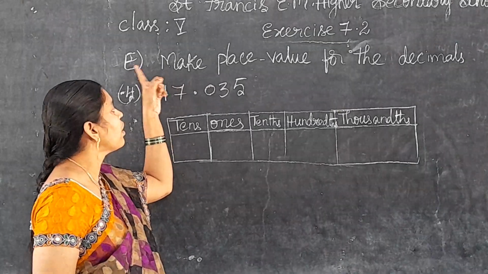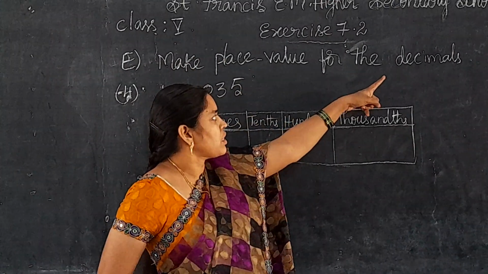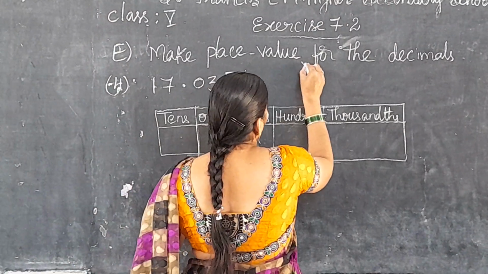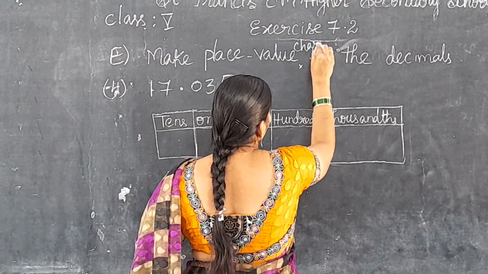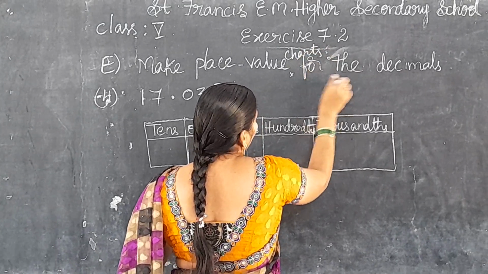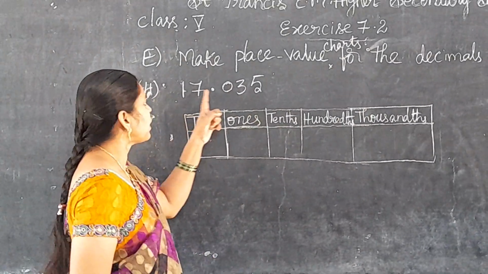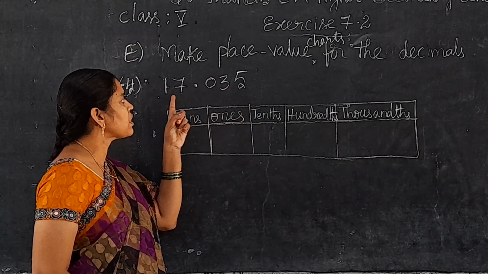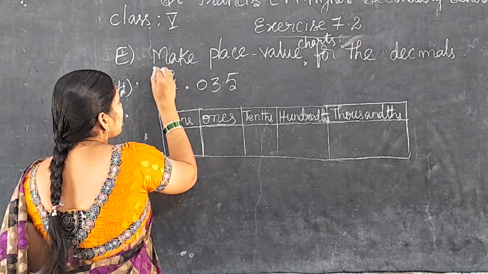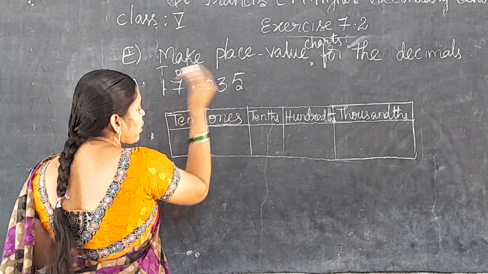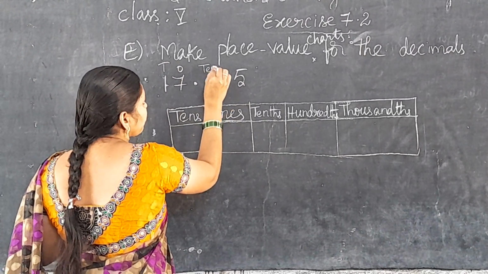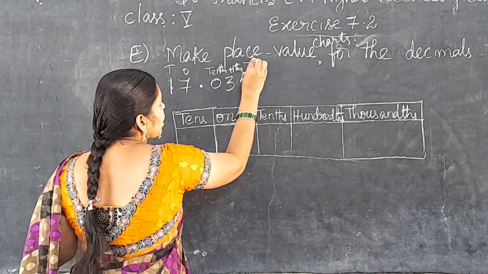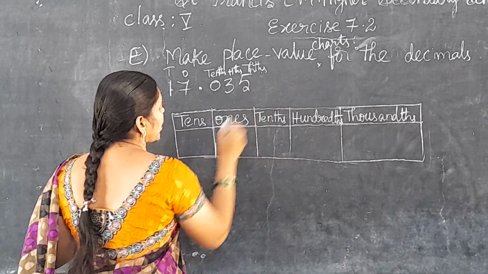17.035. Make a place value chart for this decimal. Place value chart for the decimals. So 17 is in which place? This is ones, this is tens. After the point, this is tenths, this is hundredths, and this is thousandths.